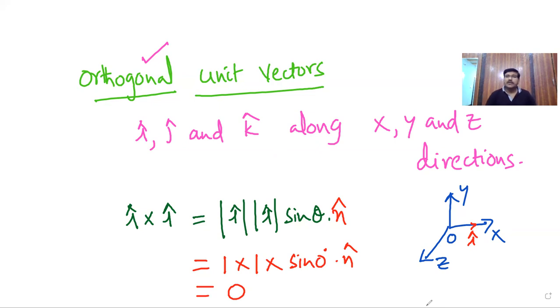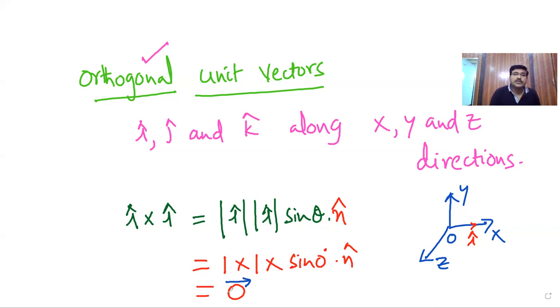Similarly, J bar cross J bar is also 0. Observe carefully. I have written 0, but it should always be a 0 vector, 0 bar, the null vector, because the outcome of the vector product is another vector.